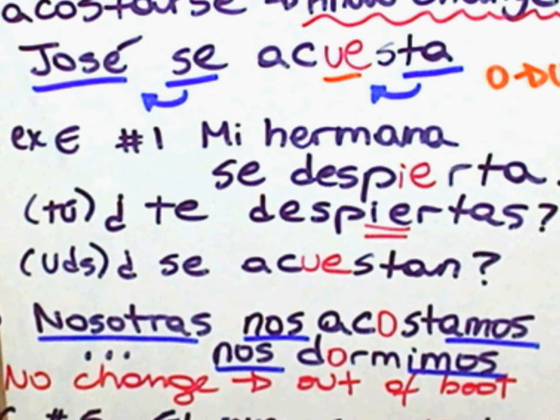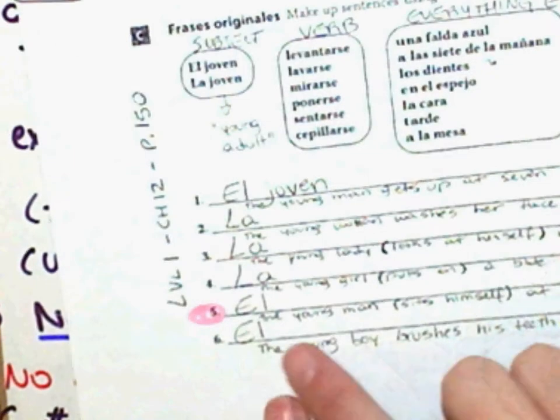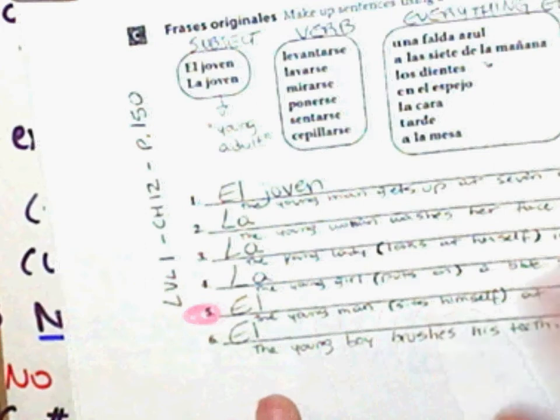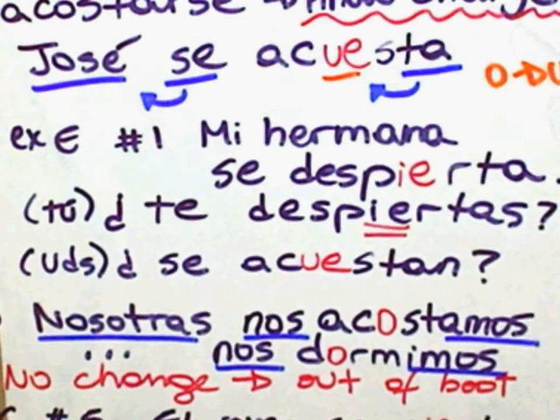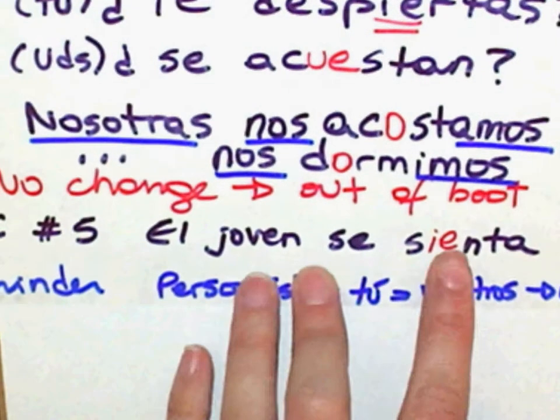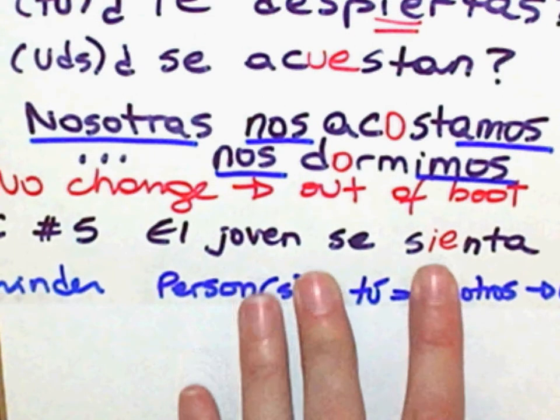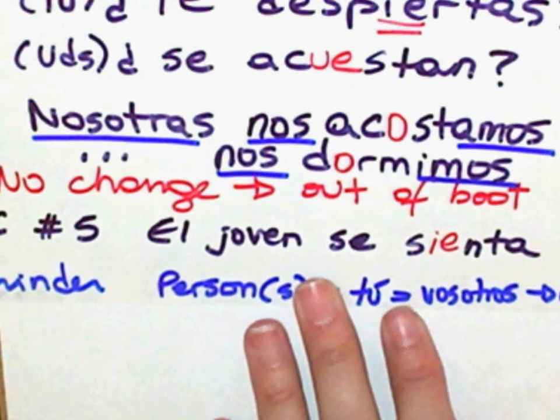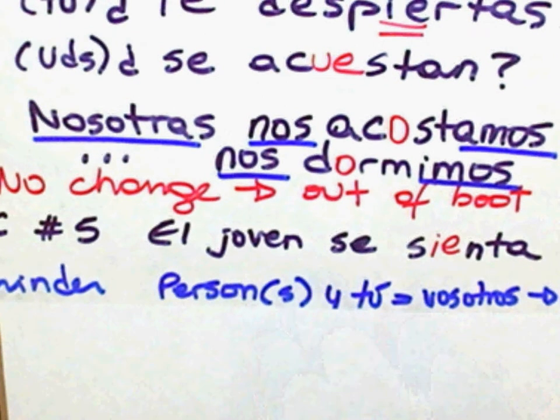And then the last one on yesterday's that we went over, number 5, the young man sits. The verb sentarse, you have to make sure you make an IE change there. So far, so good? Okay. All right, so we know about reflexive verbs. We know about stem changers and reflexive verbs together.